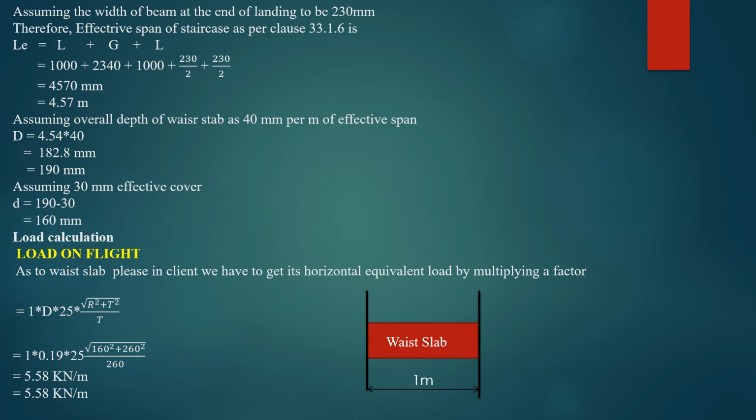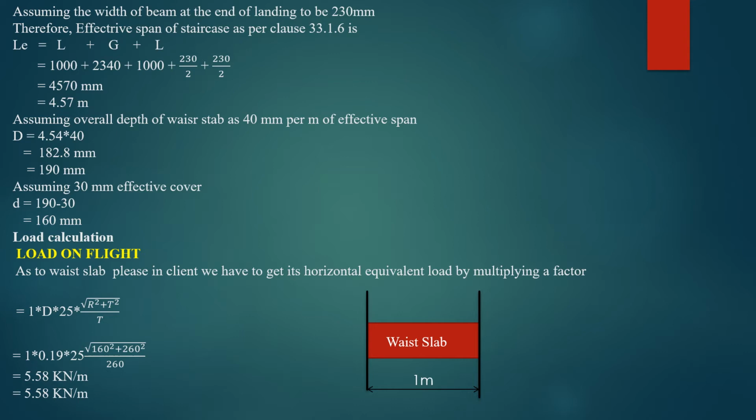Let us calculate the load on the flight. As we see, the base slab is inclined in shape. So, in order to calculate the load coming on the base slab, it is very difficult to calculate directly. So what we can do is multiply it by the multiplying factor. The multiplying factor is given as the square root of r square plus t square, upon t, where r is the rise and t is the thread.